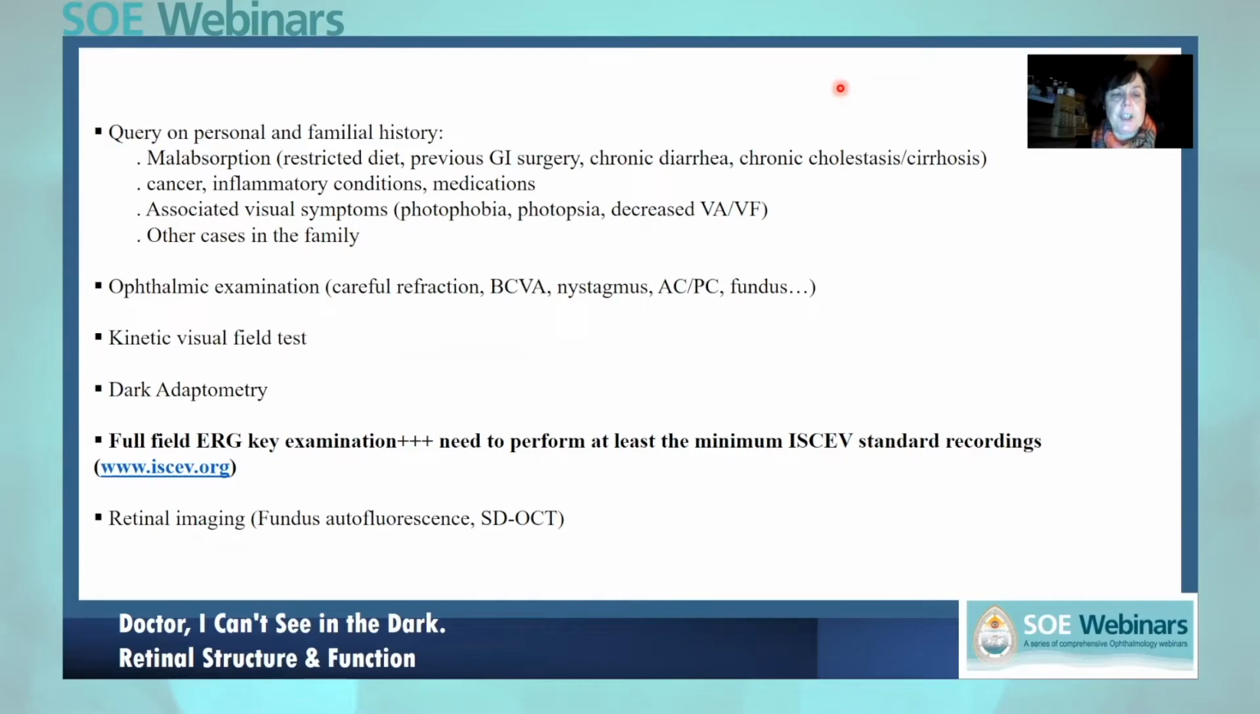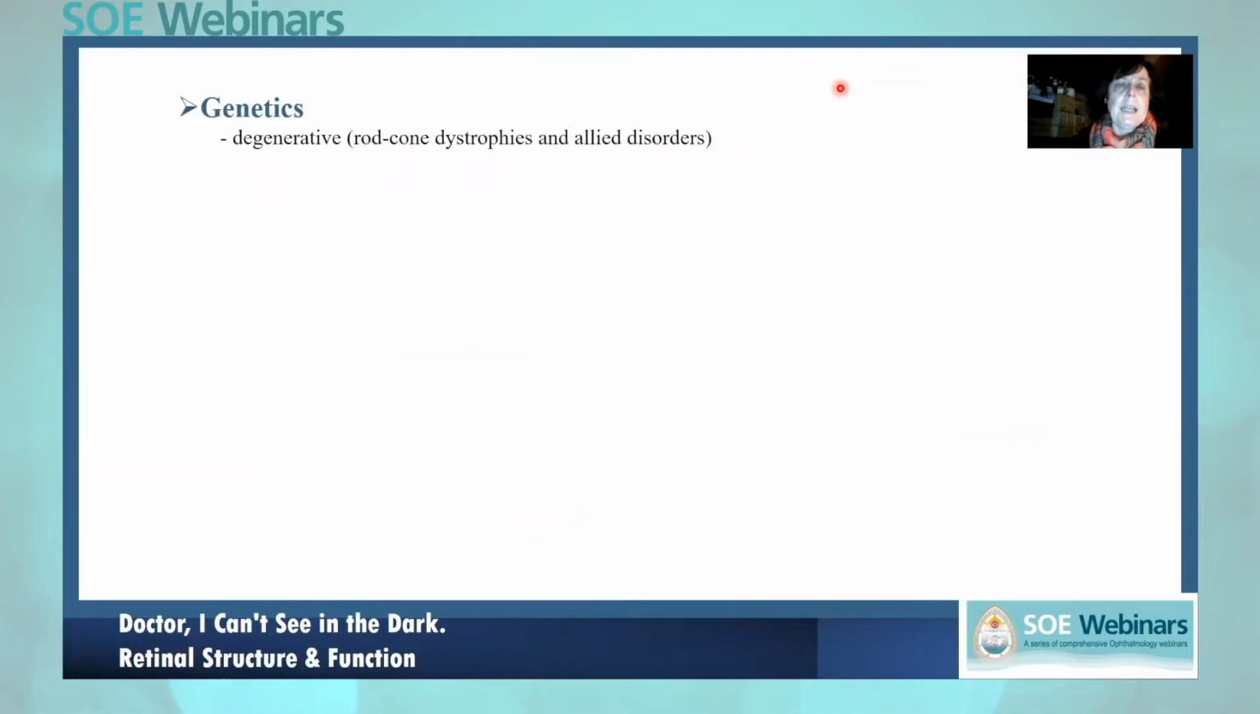Then this full-field ERG will be followed by retinal imaging, and the two key multimodal imaging techniques that are very important are fundus autofluorescence and SD-OCT. We will now review the different causes of night blindness or dark adaptation alteration. By far the most common are genetic conditions, and the first ones to fear are degenerative.